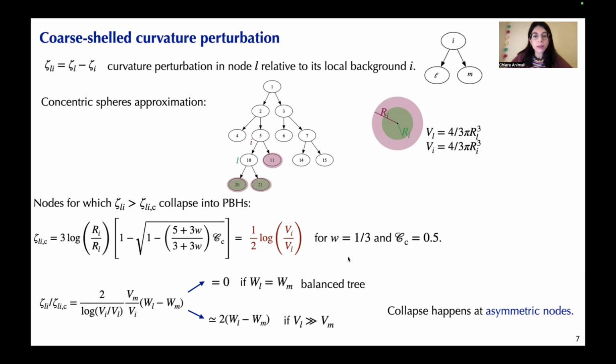And in practice, we find in stochastic trees that the collapse into primordial black holes happens at most asymmetric nodes, namely nodes for which the volume emerging from two siblings is really asymmetric. This is also why this coarse-shelled proxy can be seen as an unbalanced index. We discover in stochastic trees that primordial black hole formation happens in trees that show a high level of asymmetry.